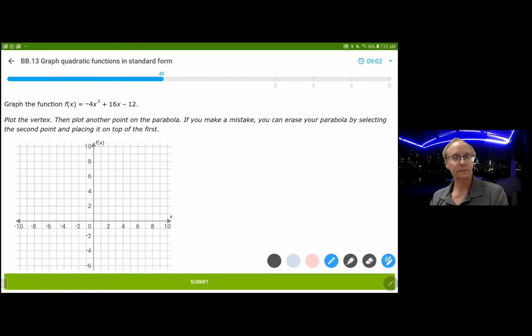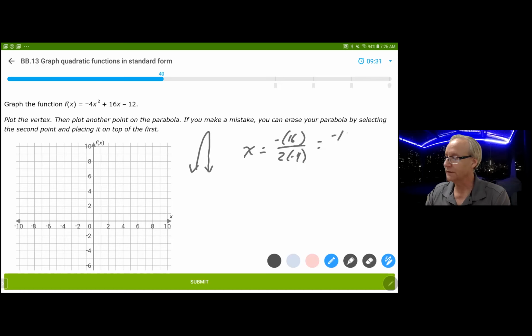Okay, so x is equal to negative b over 2a. Oh, this one has a leading coefficient with a negative. That means that my parabola is going to go down and be very steep. So it's going to look like this, isn't it? So I know that already because of the negative 4. We're going to go ahead and substitute our x equals negative b over 2a. Negative 16 over 2 times a is negative 4. And that's going to be negative 16 over negative 8, which is 2.